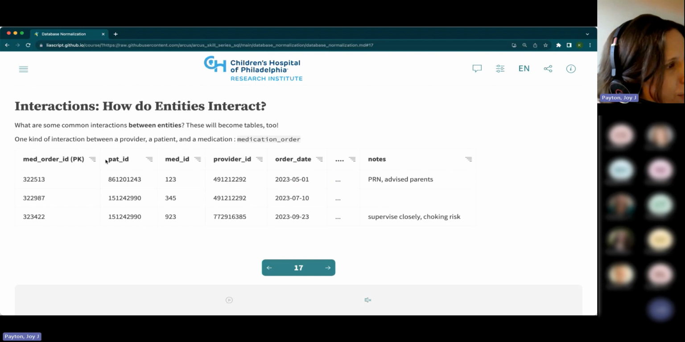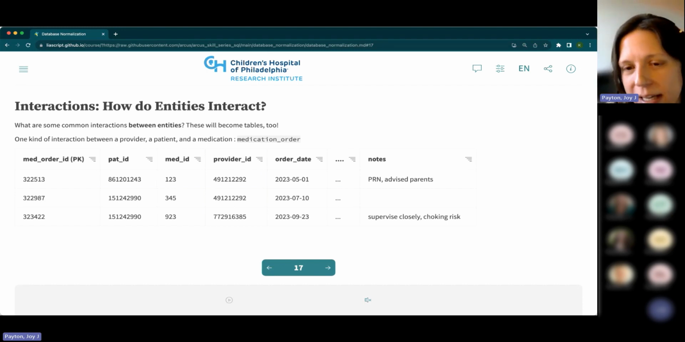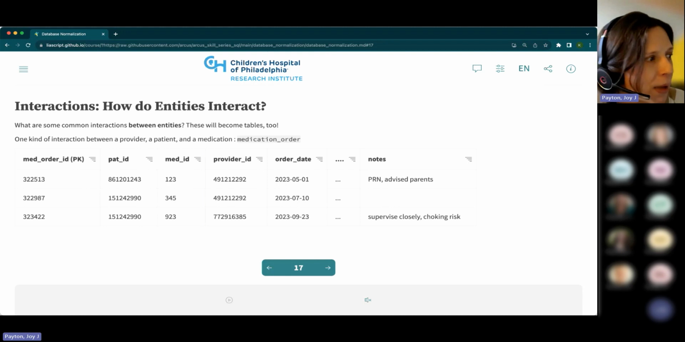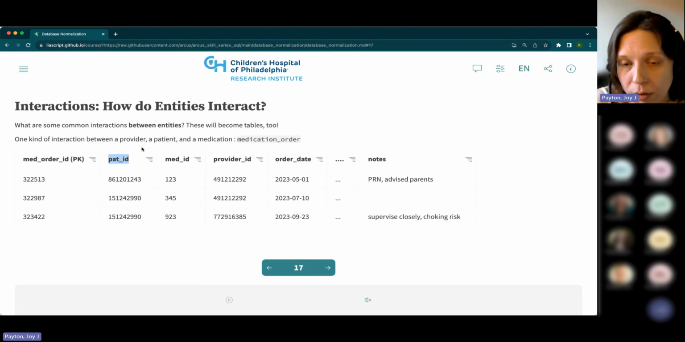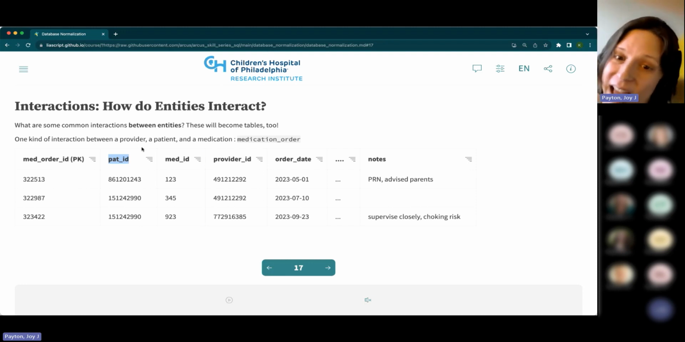So if these are not primary keys, what are they? We call these foreign keys. So foreign here means originating in a different place than here. So patient ID, this identifier here, this did not originate in this table. It did not originate in medication order. It originated somewhere else in the patient table. And in that table, it is a primary key. Here in this table, it's not. It's just referring back to another table.